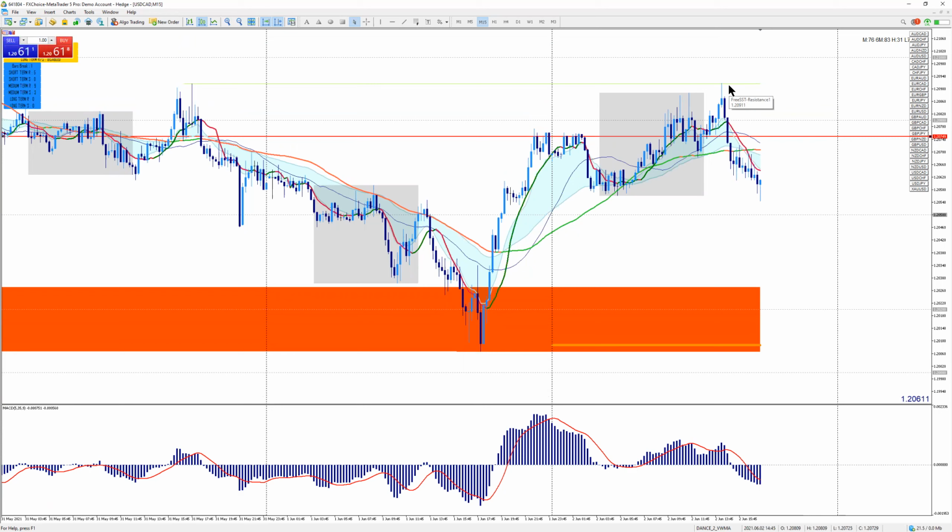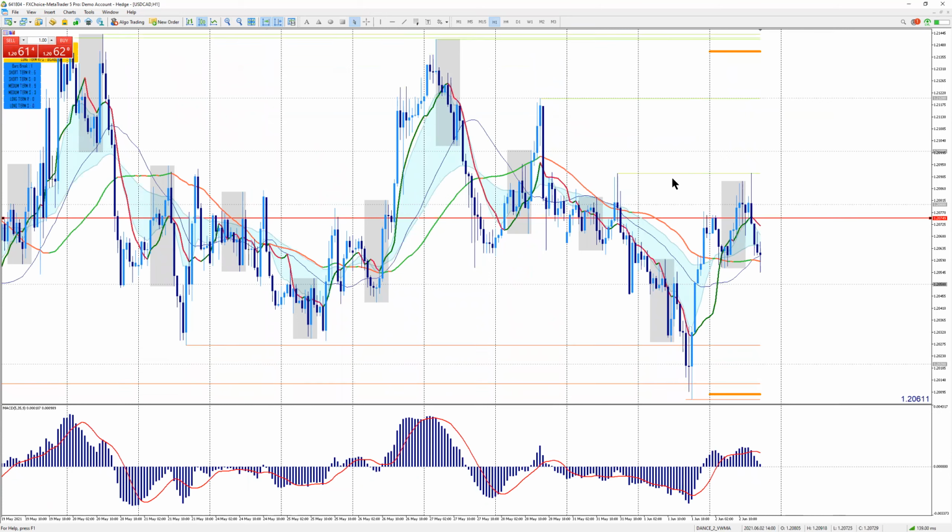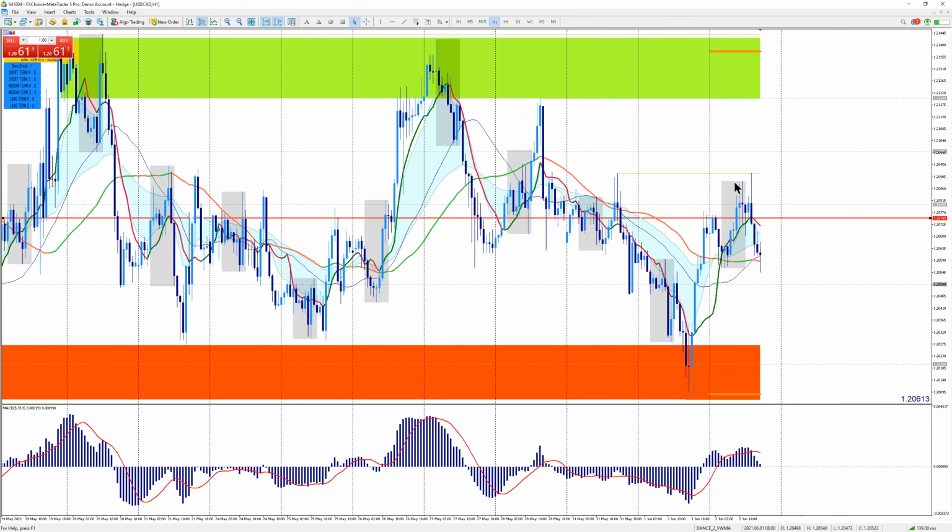And so we had resistance there. We were aware of that. Let's go to an hourly chart and see what's going on. Okay, here's the hourly. Here's the resistance. We knew there was a resistance area there.